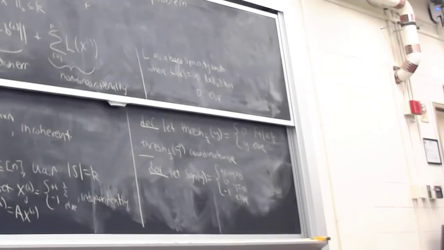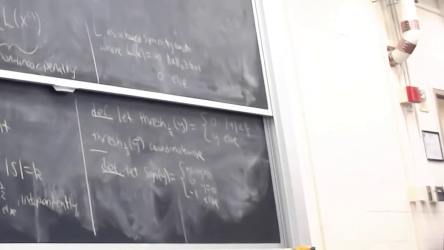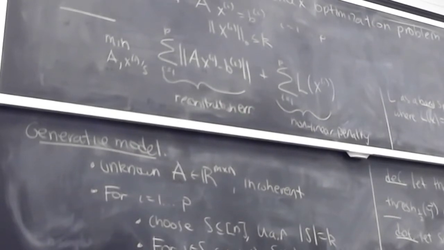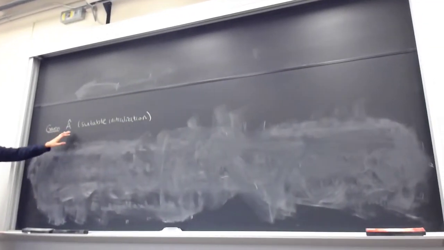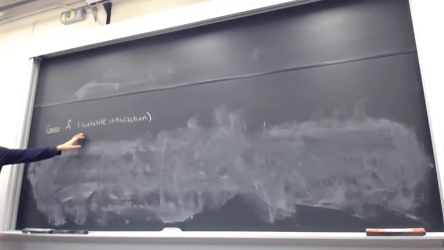We'll assume that we're given some A hat, which will need some suitable initialization. This is always a quirk of alternating minimization. We'll see this again when we talk about matrix completion, that we'll always be able to prove alternating minimization works given a close enough starting point. And what I'll give you later is that there actually are algorithms for getting a good enough starting point that you can then run this algorithm.